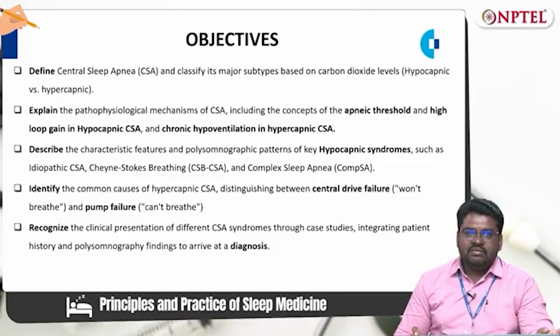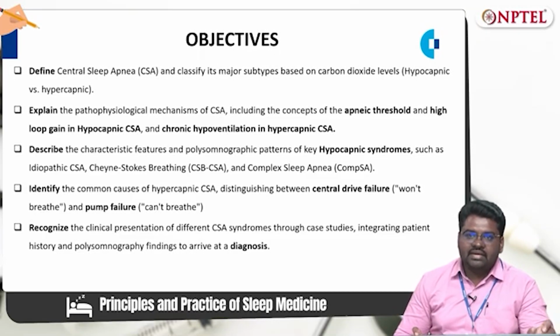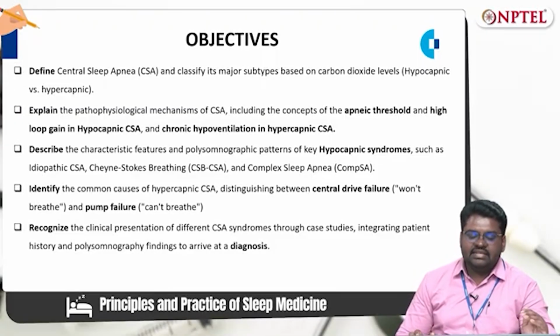The third objective will be to describe the characteristics, features and polysomnographic pattern of key hypocapnic syndromes. A syndrome per se is a collection of disorders or pathologies such as idiopathic central sleep apnea, Cheyne-Stokes breathing associated central sleep apnea and complex sleep apnea.